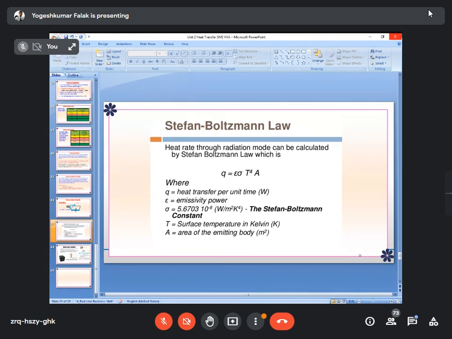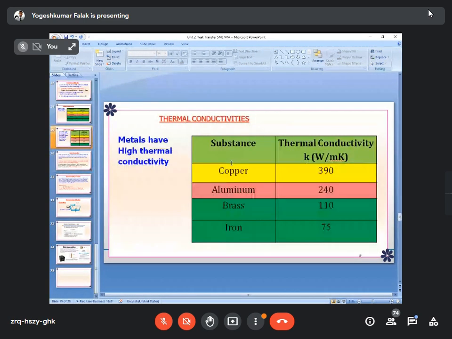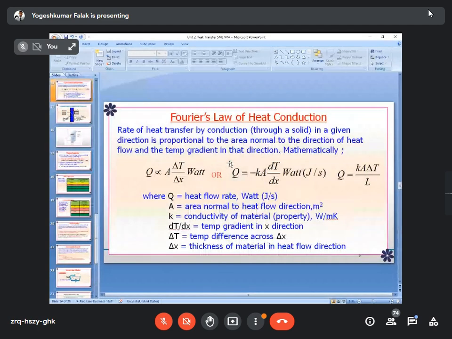The Stefan-Boltzmann law is associated with radiation. Newton's cooling law is associated with convection, and lastly Fourier's law is associated with conduction.